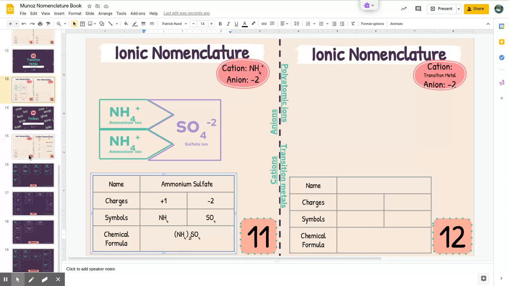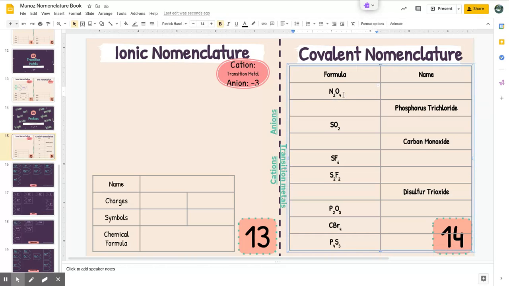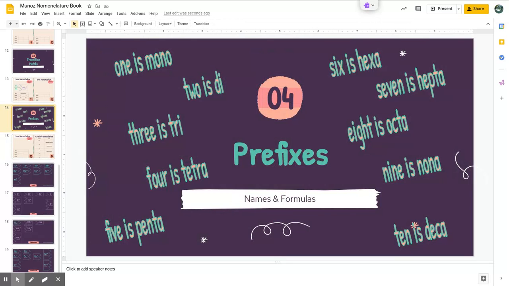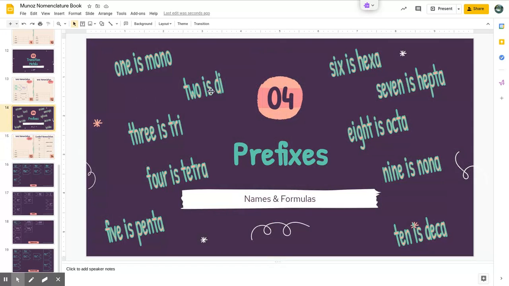And then I'm just going to take a few extra seconds to show you slide 14 and how you're going to do the covalent nomenclature. Covalent nomenclature is so much better. You don't have to balance charges. All you have to do is use the subscript and match it up with its prefix. So on the slide before, it tells you what all the prefixes are. And N2O4, we just looked at to see that 2 is di and 4 is tetra.